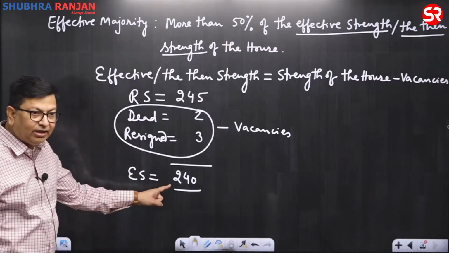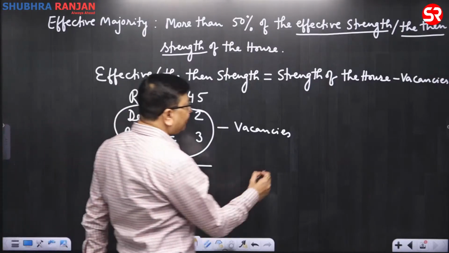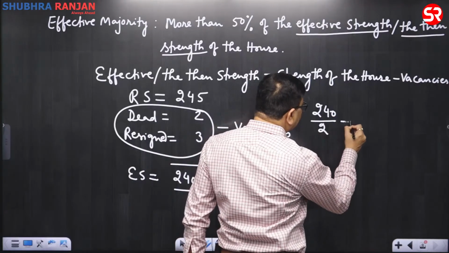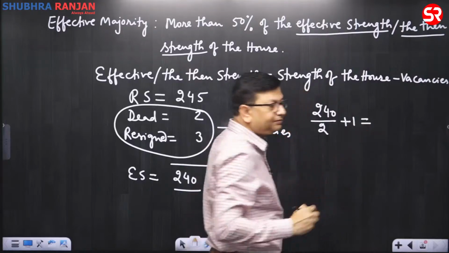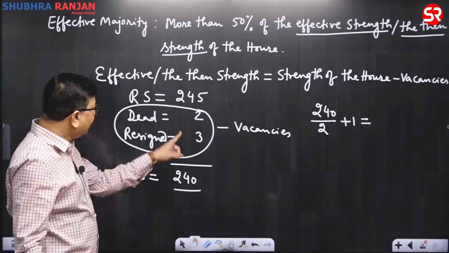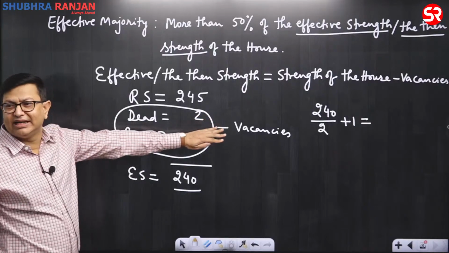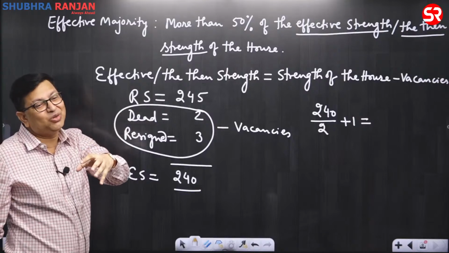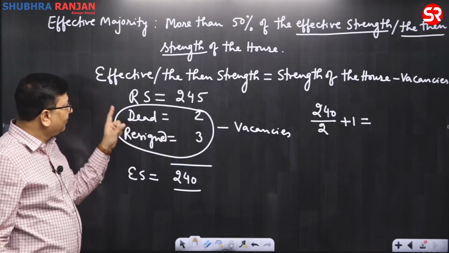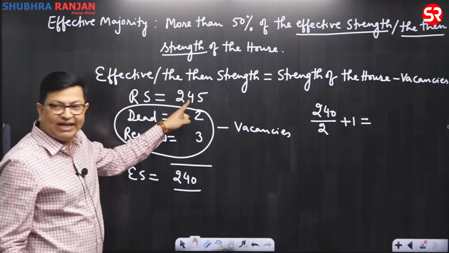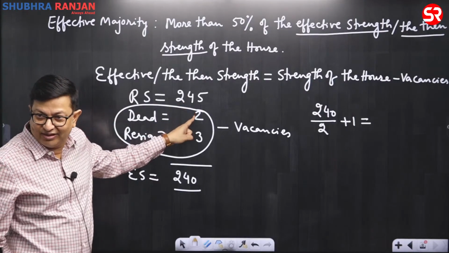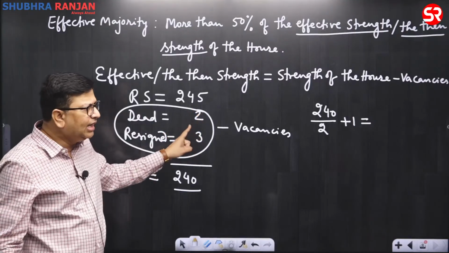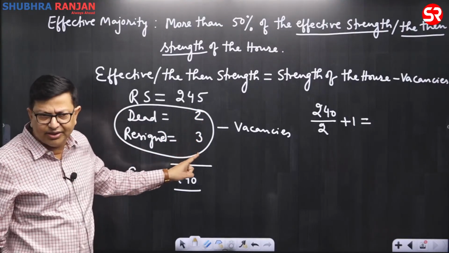And here the majority will be 240 divided by 2 plus 1. Here we are not supposed to count the vacancies. That is the effective strength, the then strength of the house. So in case of absolute majority we had taken this number 245, but here the vacancies will not be counted.